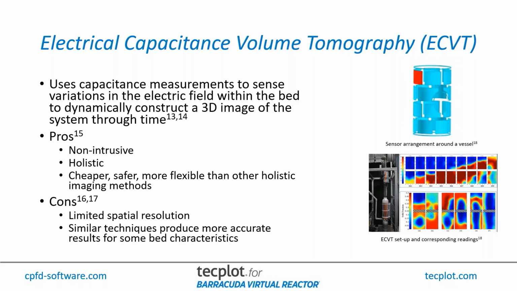Like digital image analysis, ECVT is a non-intrusive method. It is also a holistic method, meaning that the analysis of ECVT readings can take into account the entire 3D system encompassed by the capacitance sensors, as opposed to a collection of just 2D snapshots, which you would get from digital image analysis. Compared to other holistic methods, ECVT is also cheaper, safer, and more flexible to different system geometries.